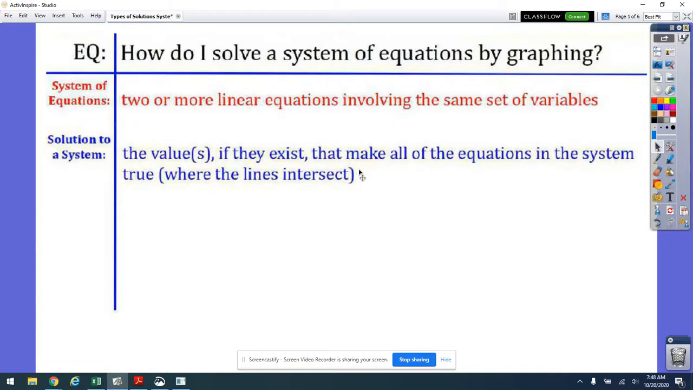All right. So for today's lesson, what we're going to talk about is system of equations, how to graph them, and how to solve them. So we're going to focus more so on the graphing part for your test. So the very first thing we want to talk about is what is a system.